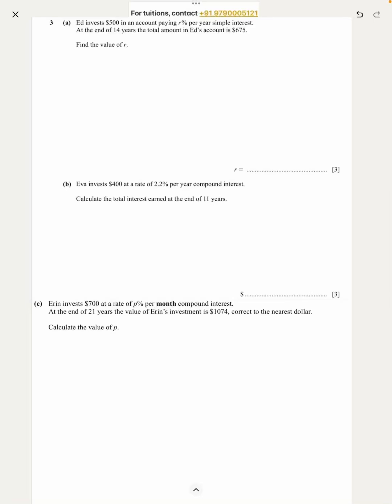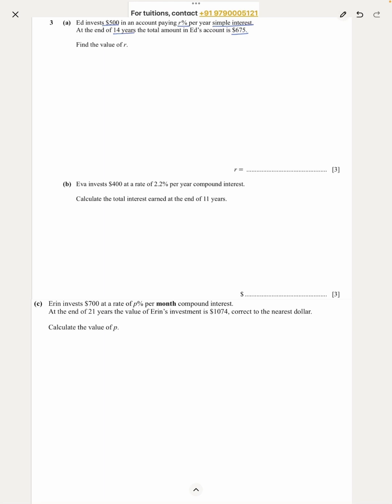Number 3, subdivision A. Ed invests $500 in an account paying R% per year simple interest. At the end of 14 years, the total amount in Ed's account is $675. So $500 is the investment, 675 is the final amount, and R% is the interest per year, and it is simple interest. Period is 14 years. So find the value of R.